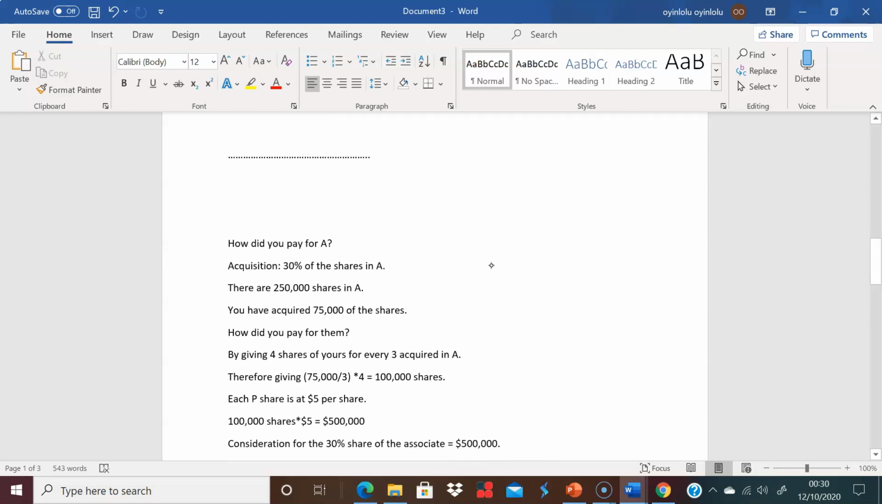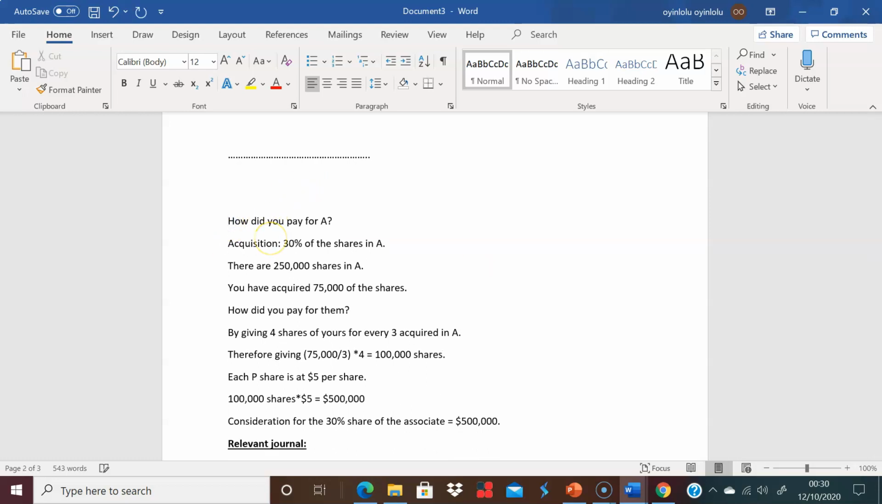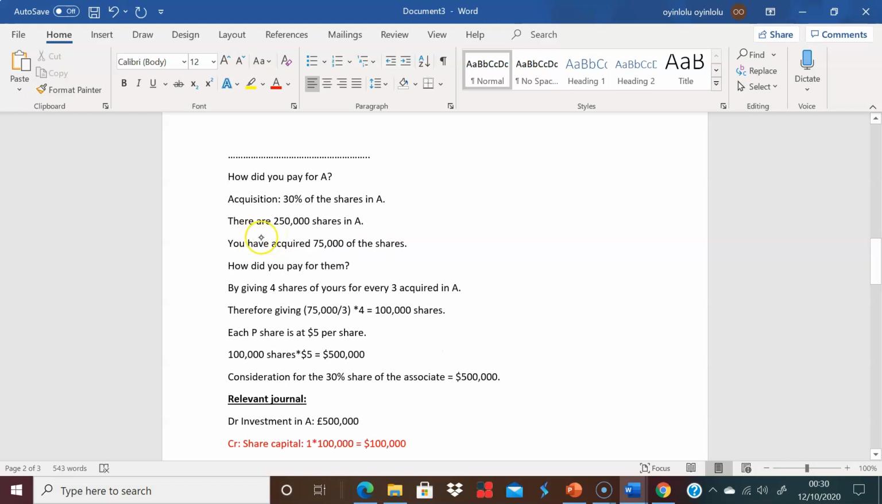Now, what's next? How did you pay? Interesting. How did you pay for A? Well, it says here that you acquired 30% of the shares in A. Okay, not a problem. There are 250,000 shares in A. So if you acquired 30% of the shares, that means you acquired 30% times 250,000 shares, right? That means you acquired 75,000 shares in A.